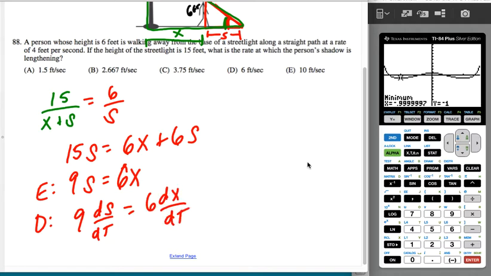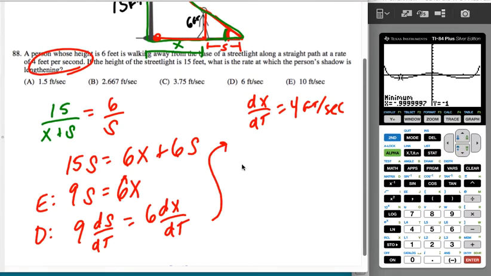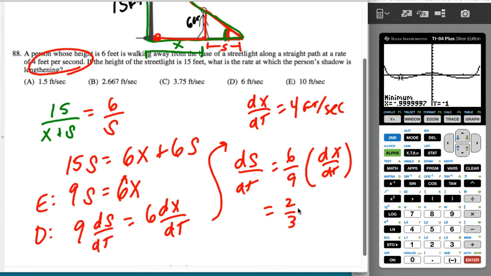Well, dx/dt is how fast this guy's moving, right? Because dx/dt is how fast he's walking, and we were given that. The guy is walking away at 4 feet per second. So dx/dt is 4 feet per second, which means I can now find ds/dt by saying ds/dt is 6/9 times dx/dt, right? Or 2/3 times 4 feet per second.